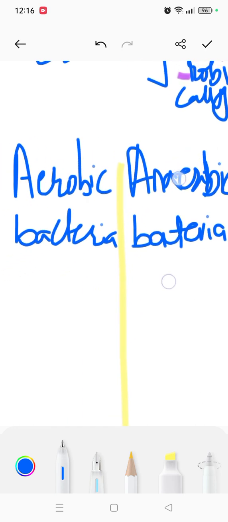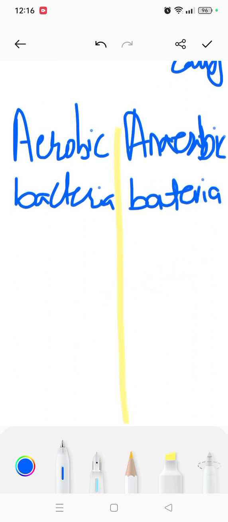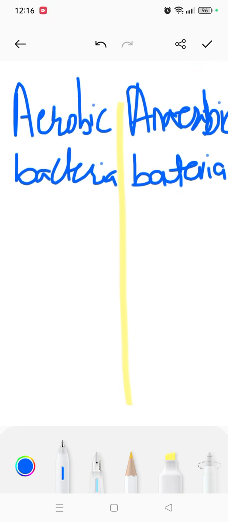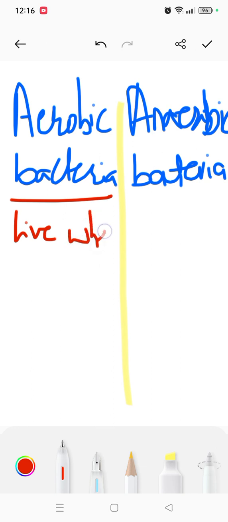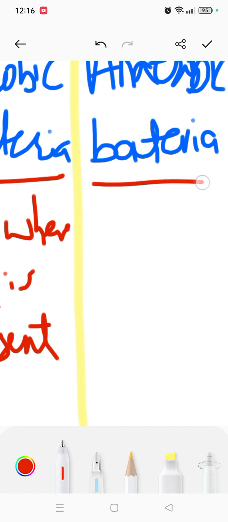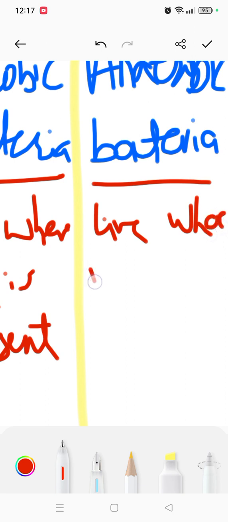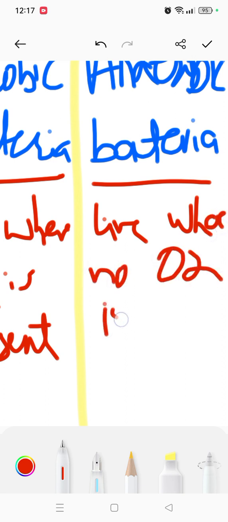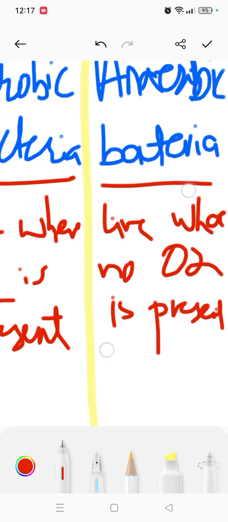Aerobic simply means they use oxygen. Not only that, they live only where oxygen is present. Aerobic bacteria are present where oxygen is present. Anaerobic bacteria live where oxygen is not present. So the major difference is this one, but we still have a few more.